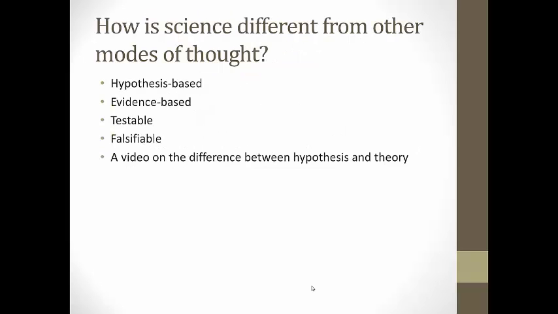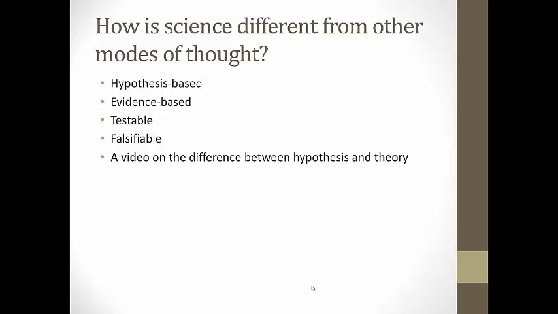So, it is useful to ask how science is different from other modes of thought. And guess what? You'll be having an exploratory exercise on this too. In fact, it's the first one. So one of the things that you will learn is that in order to be scientific, an idea has to be hypothesis-based. It has to be evidence-based. The hypothesis has to be testable. You have to be able to run an experiment of some sort to collect data to help you decide whether the idea is true or not.